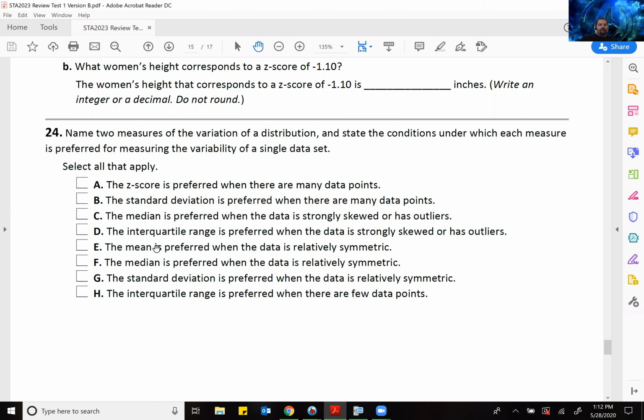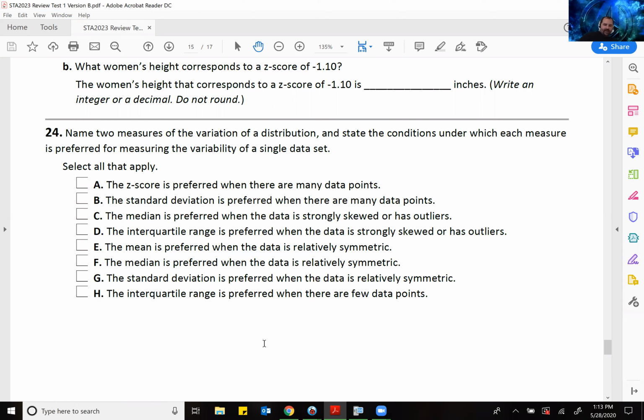Is mean a measure of variation? No. So the final answer is D and G on this. Interquartile range and standard deviation are the only two measures of variation. And we use standard deviation for symmetric data, and we use interquartile range for skewed data. Plain and simple.